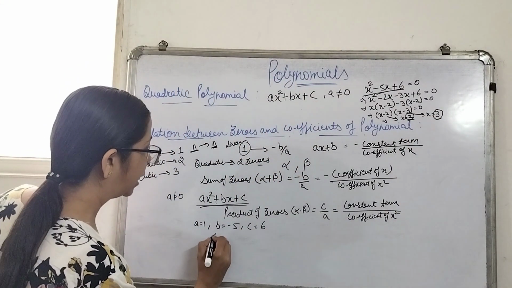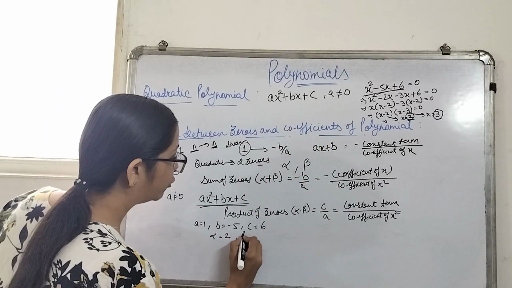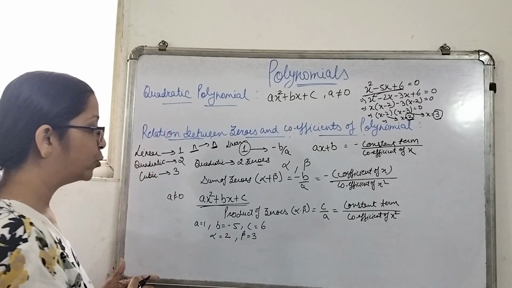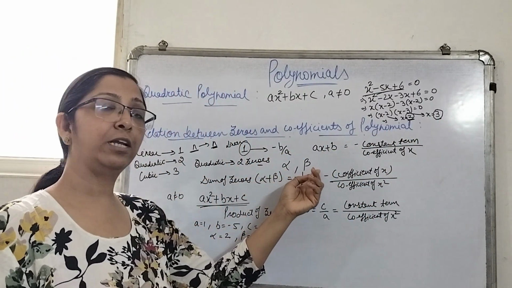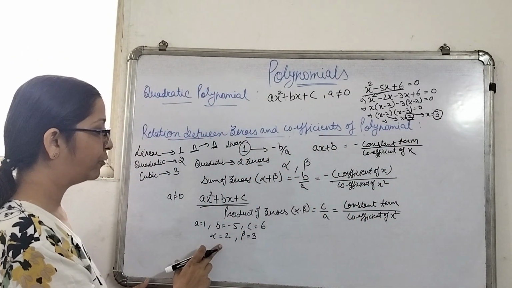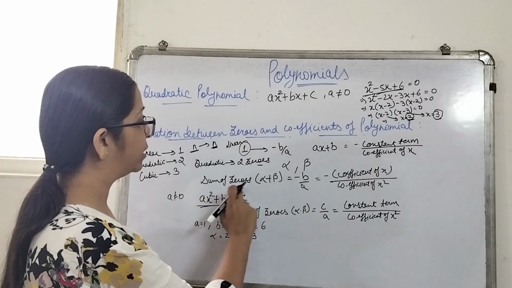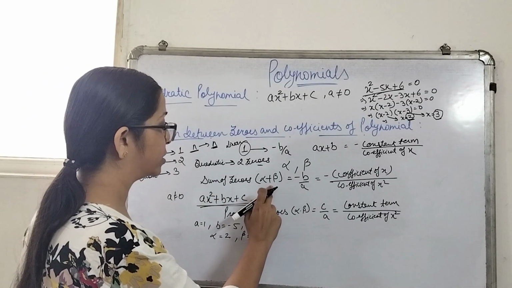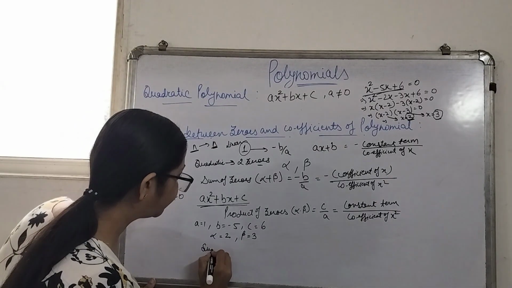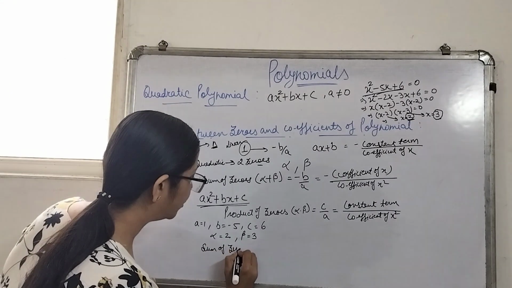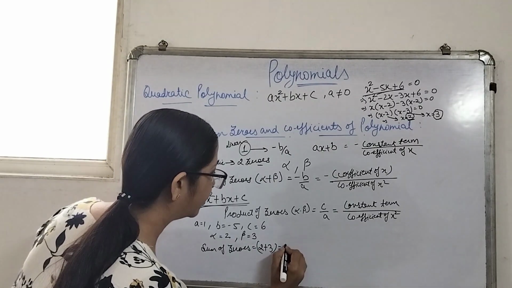From the factorization method, we came to know that the zeros of the polynomial are 2 and 3. That means the value of alpha, one of the zeros, is 2, and the value of beta is 3. Two zeros are 2 and 3, and we have assumed the two zeros to be alpha and beta. So alpha is 2 and beta is 3.